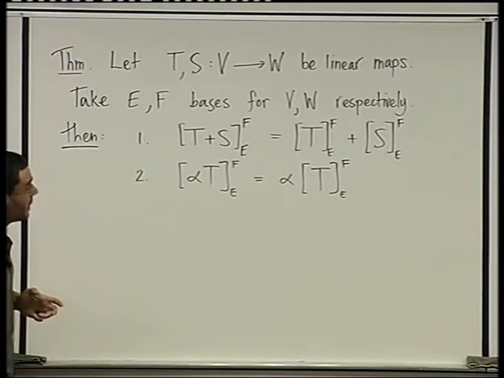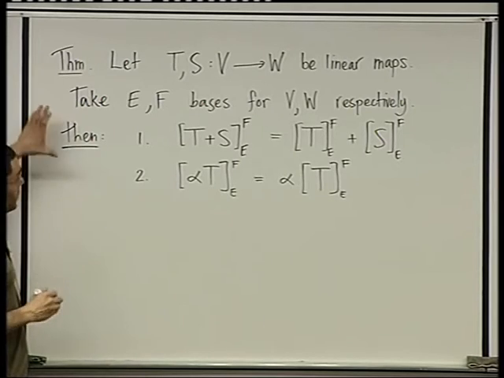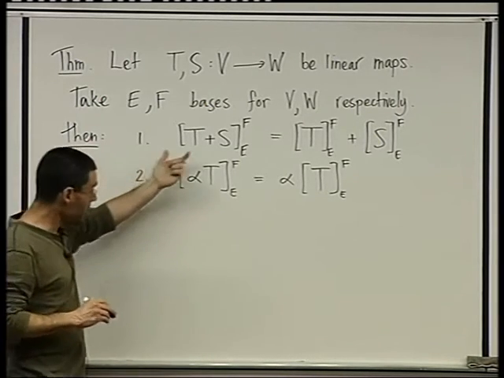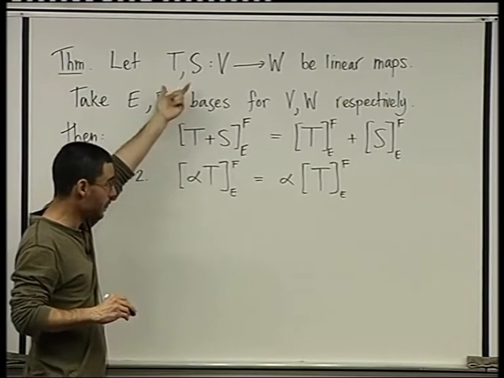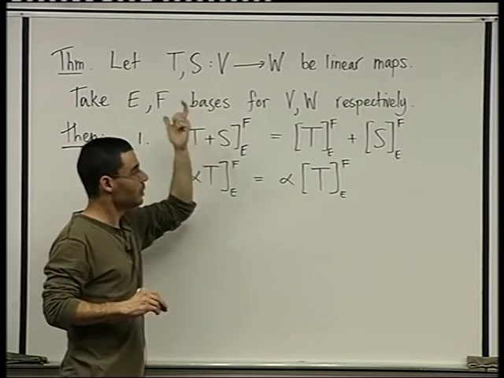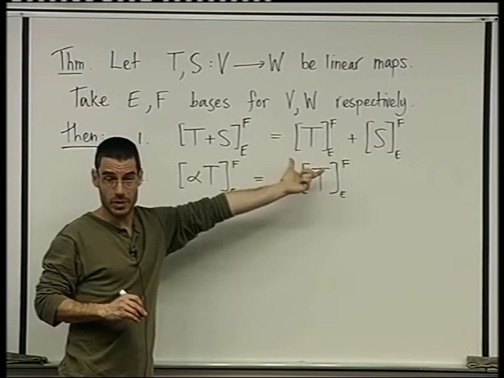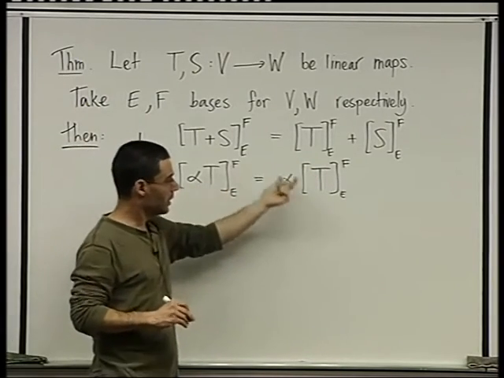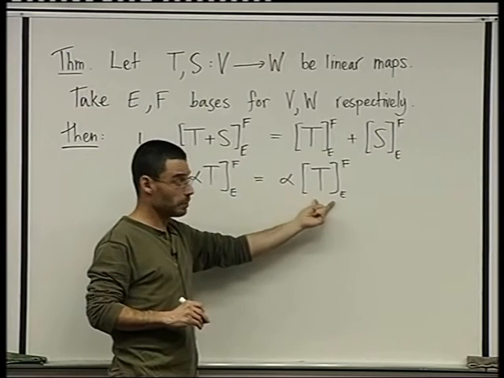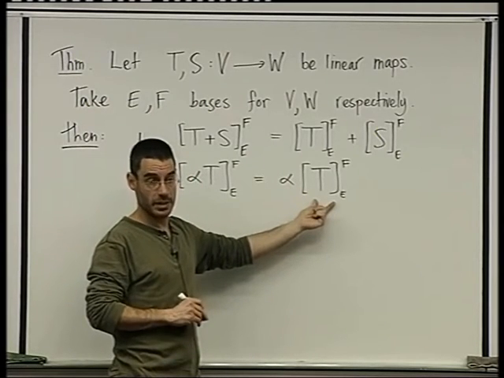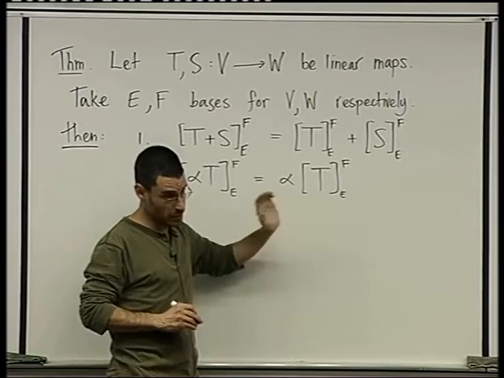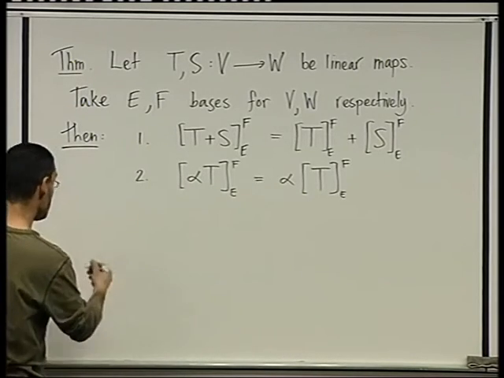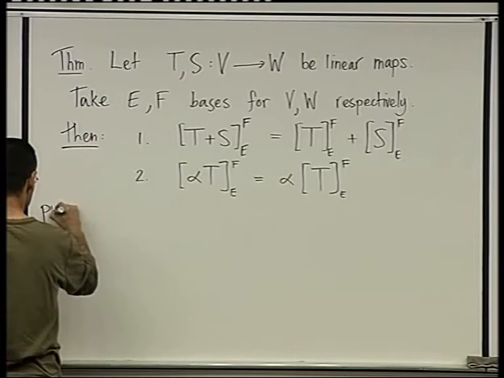So do you agree that what this theorem says is precisely what we had in the examples? When you take matrices that represent maps, addition of maps translates to addition of the matrices. Scalar multiplication of a map corresponds to the scalar multiplication of the representing matrix. That's the statement of this theorem. How do we prove it? So let's prove it. Proof.